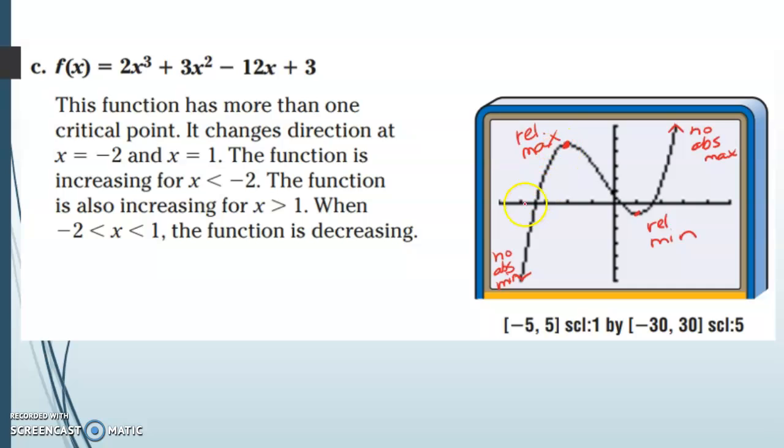This is an increasing function, and that's what it's saying right here. The function is increasing when x is less than negative 2. Negative 2, 1, 2, 3, 4 and a half, it looks like. At negative 2, I know that it's increasing. This is decreasing while it's between negative 2 and 1. And then it is increasing again when x is greater than 1.